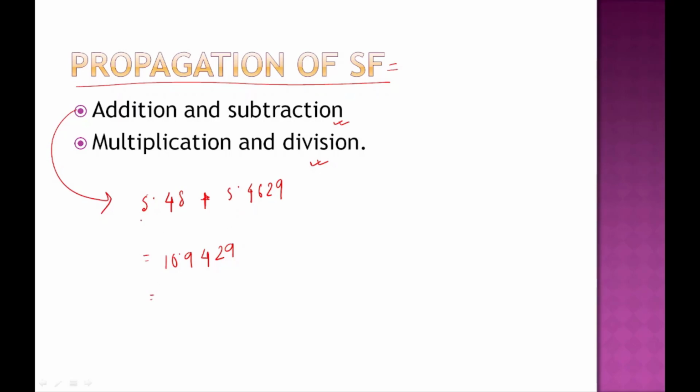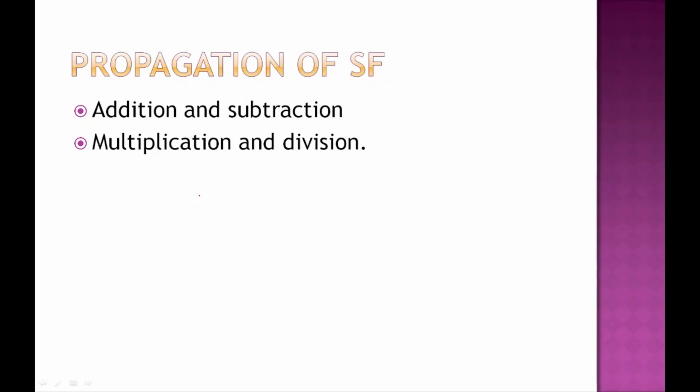But see, what is the least number of significant figures here? 3, right? Or to be precise, the number of digits after the decimal point in this case is 2. So in the answer also we shall have 2 digits after the decimal point. That's why the answer shall be 10.94. I hope it is clear.